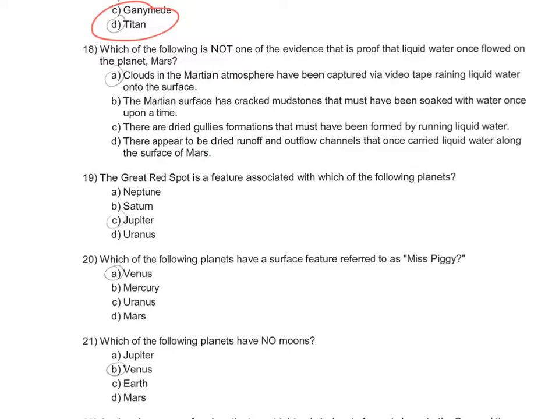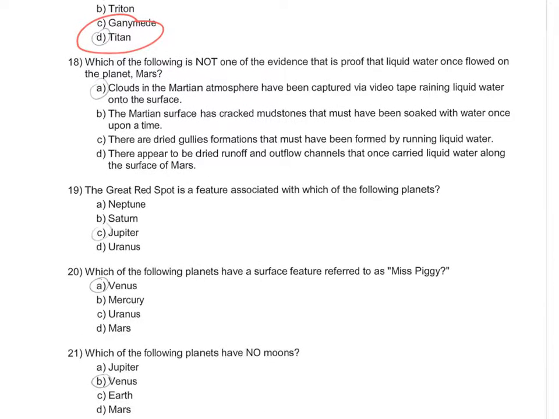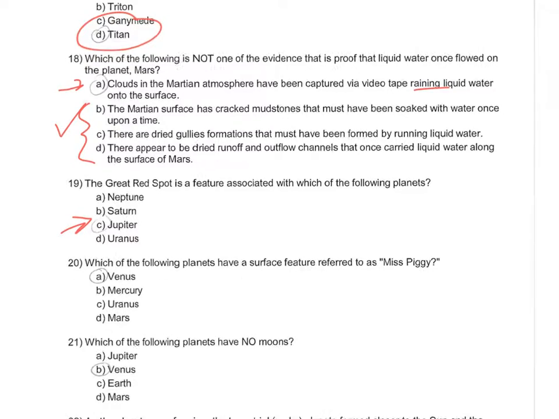Question 18, which of these is not evidence that liquid water was once present on the planet Mars? And so actually B, C, and D are correct. They all are evidence that water once flowed on Mars. A is not correct. There are no clouds on Mars that actually rain liquid water. So, question 19, the Great Red Spot is associated with the planet Jupiter, in the clouds of Jupiter.